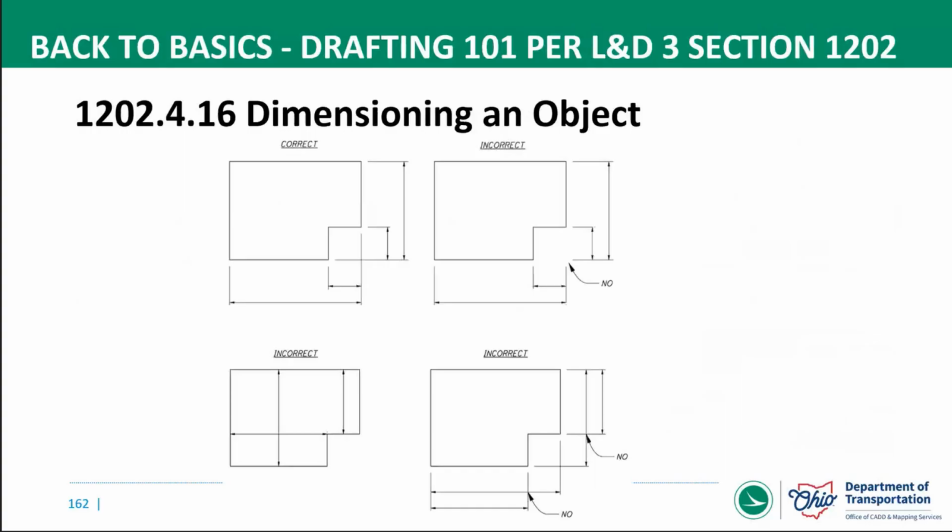Over on the top for the circle, the left dimension, or both of those dimensions, go to the center of the circle. But you'll see on the bottom part again, the extension line is broken through that object line, which is not preferred there.